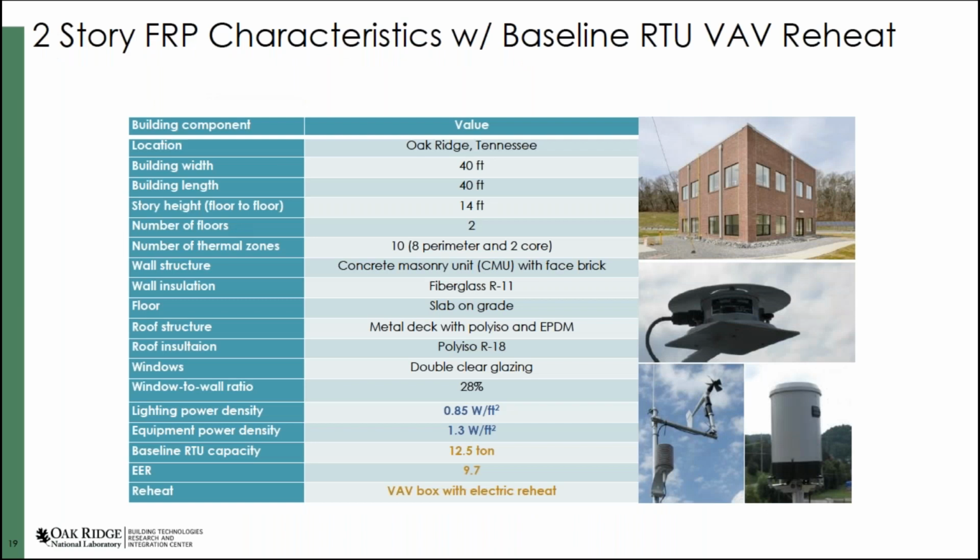So there's a table, and this table shows the summary of the building and system characteristics in case you would like to know more about the building. Building is located in the Oak Ridge, Tennessee, inside of our lab, and it's 40 by 40 feet with 2-story. The building was designed to be a typical small office building built in 1980s. So you can see the many building features are not up to date in terms of energy efficiency. Next.